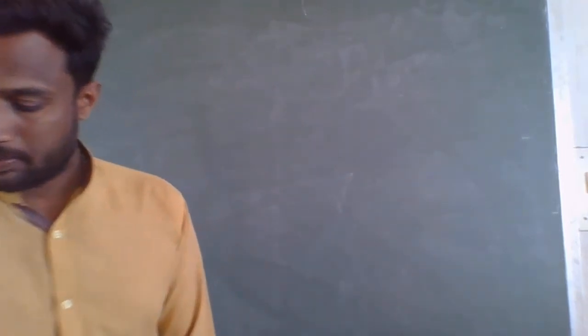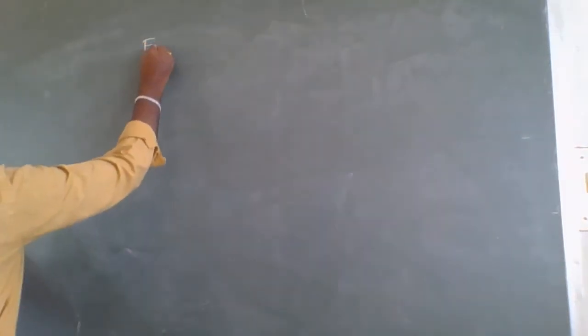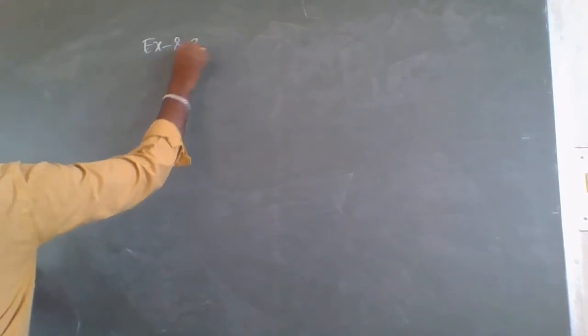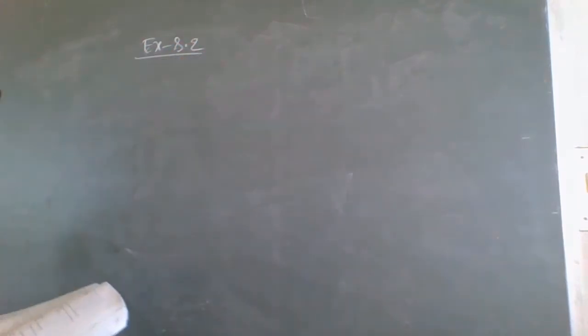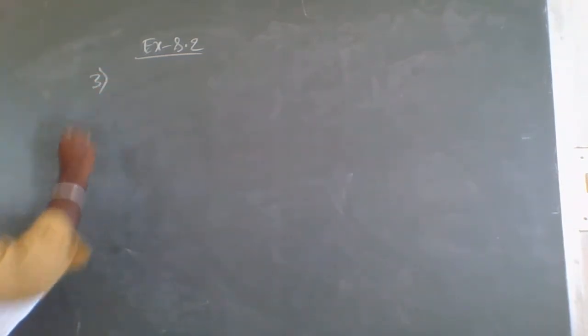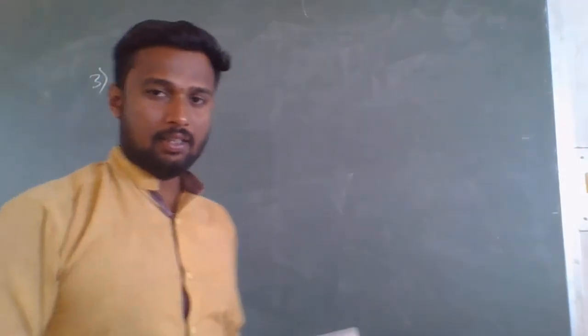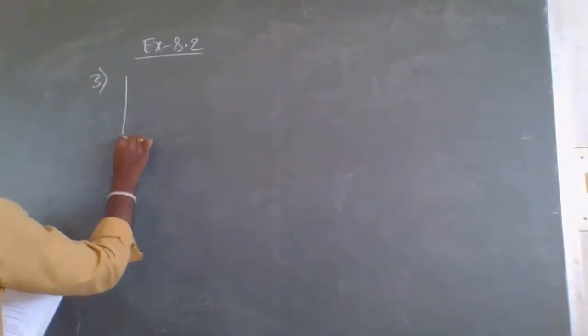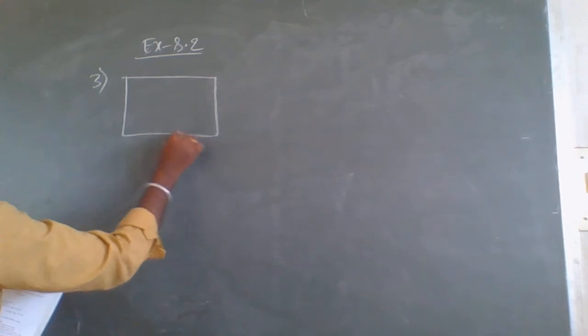In the previous class we discussed the second problem of Exercise 8.2. Today I will continue with the third problem. In the third problem, what have they given here? ABCD is a rectangle.